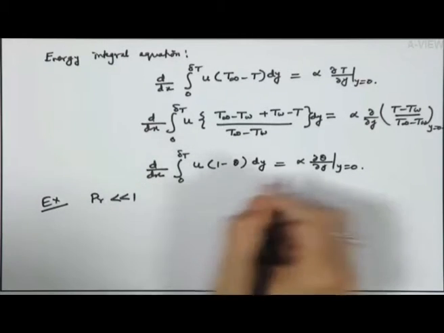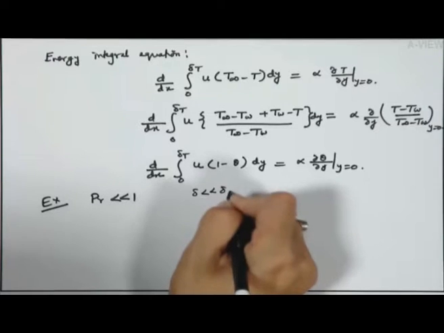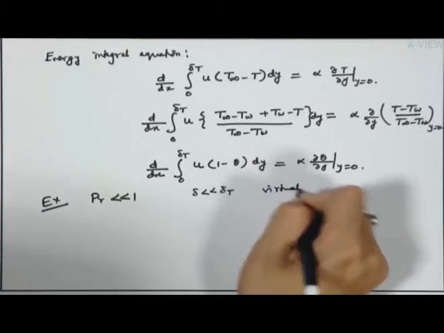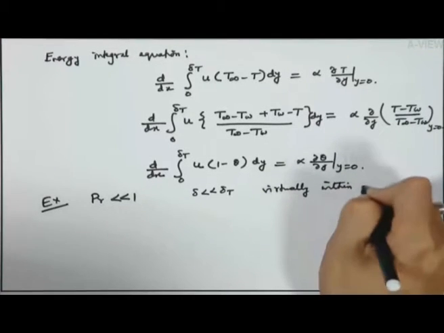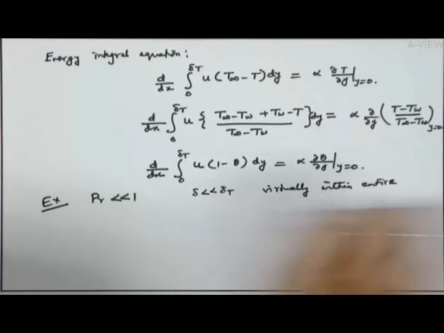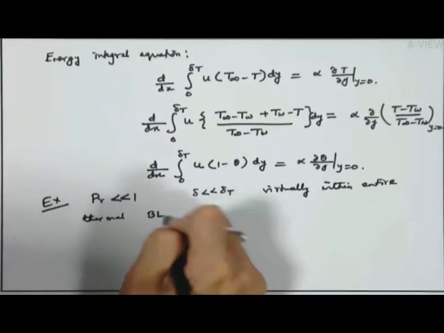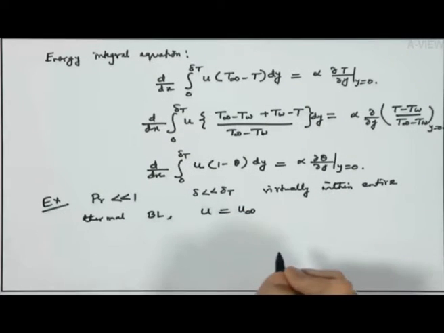So, if the Prandtl number is much less than 1, that means delta is much less than delta T. So, virtually within the entire thermal boundary layer, u is u infinity, because the hydrodynamic boundary layer is very thin.